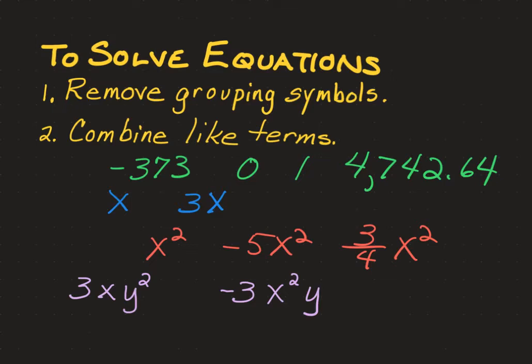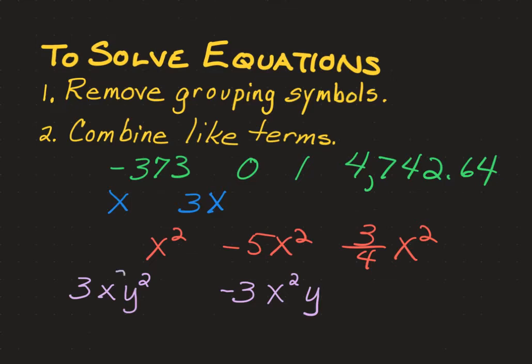Are those like terms? Yes, they both have x's. Yes, they both have y's. Yeah, they both have 3's. One of them positive, one of them negative. They are not like terms. But why are they not like terms? Because the variables have different powers.